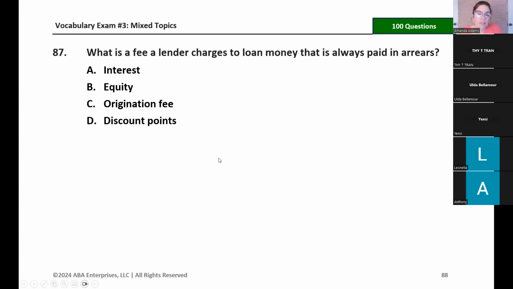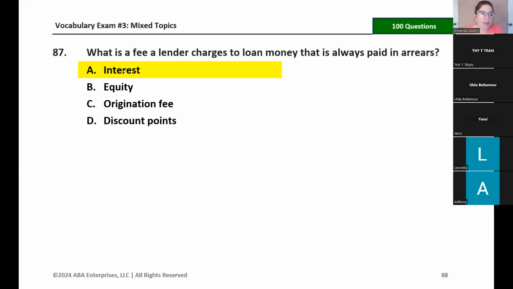87. What is a fee a lender charges to loan money that is always paid in arrears? That is called A. That's interest. That's interest. Okay.